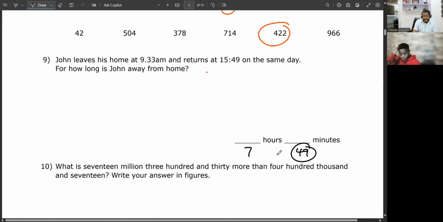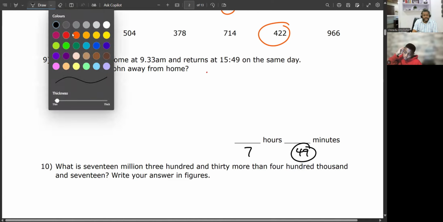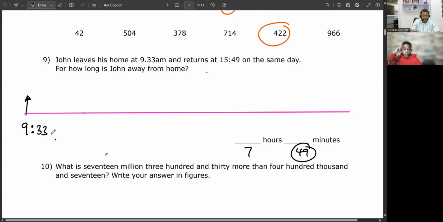Can I show you why? Yes. Now, I'm going to use something called a number line. It looks like a line like this. Okay, so this is really going to help you. Now, John leaves at what time? He leaves by 9:33 a.m., right?